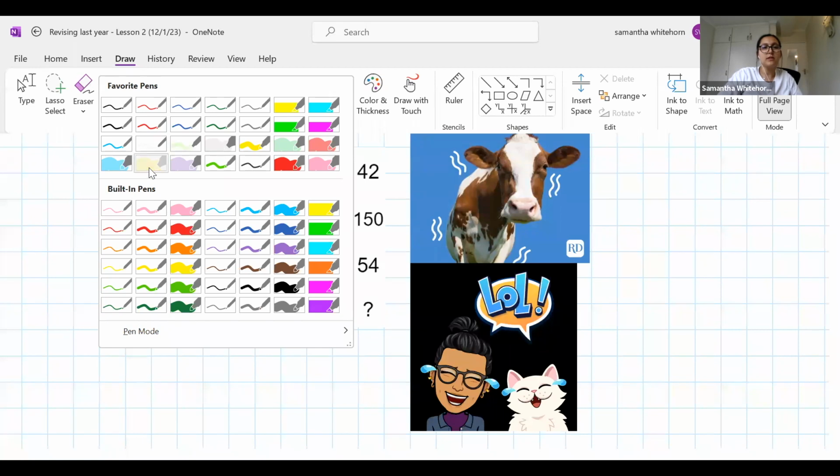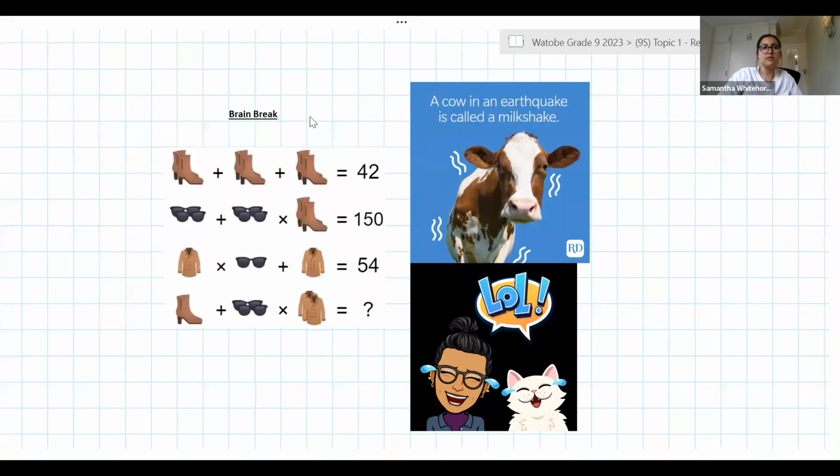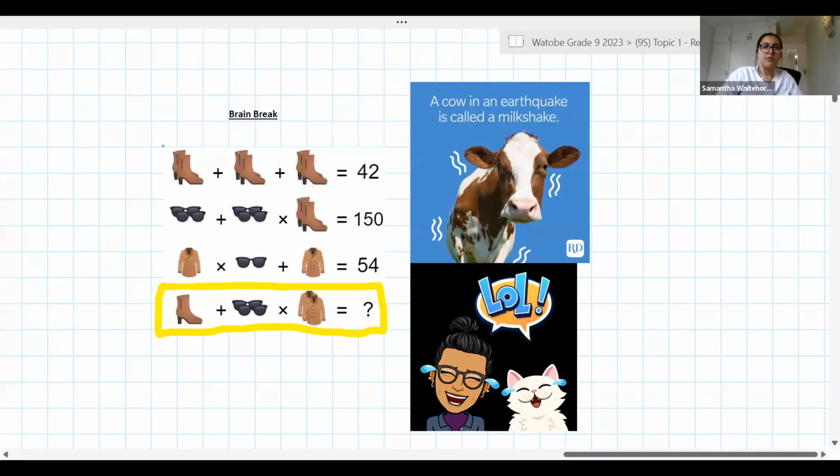The point of these puzzles is essentially to find the value of the last expression. Wherever there's a question mark, we want to find the value of that expression. But in order to do that, we have to know the value of the boots, the sunglasses, and the coat. You don't always have to start with the first one, but in this case it's easy because we've got 3 identical things being added together to give us 42.